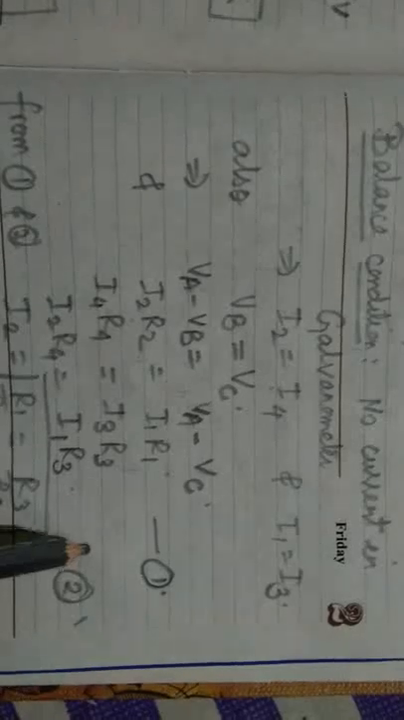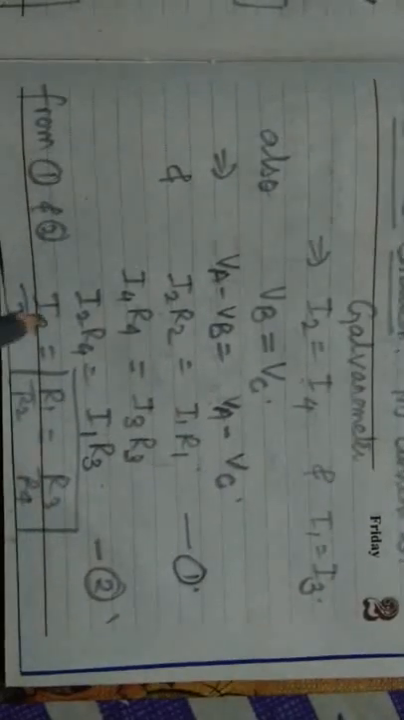Now we know I2 equals I4 and I1 equals I3. So here this I4 we will replace by I2 and this I3 we will replace by I1. So now we have two equations, and we will combine these equations. I2 by I1 will be R1 over R2, and if we use the other equation, that will be equal to R3 by R4. So this is the condition of balance of a Wheatstone bridge.